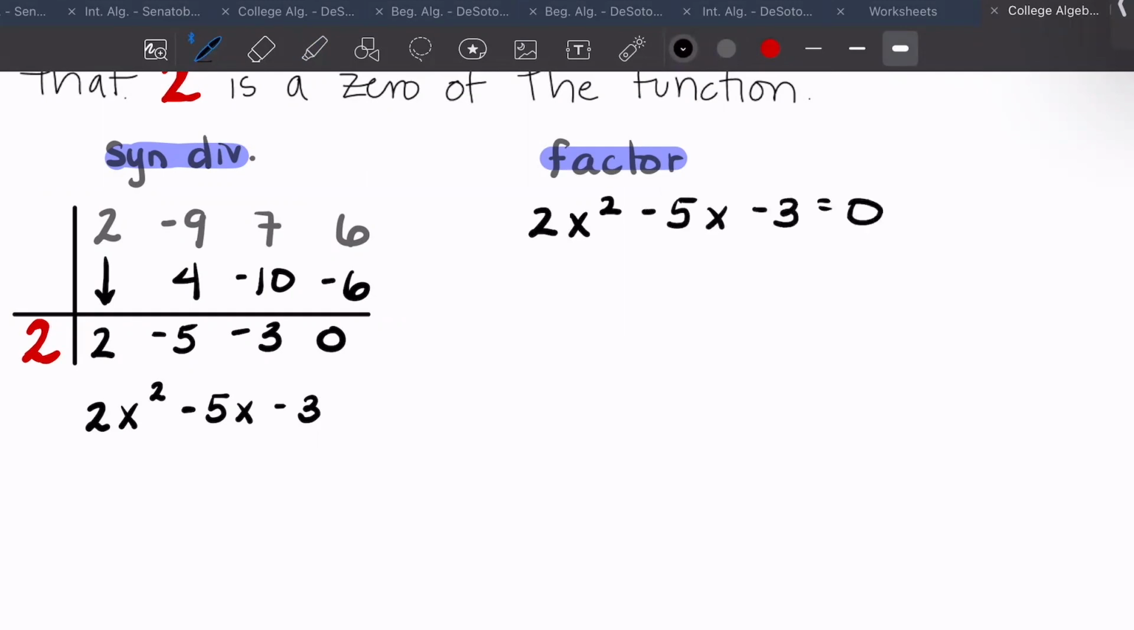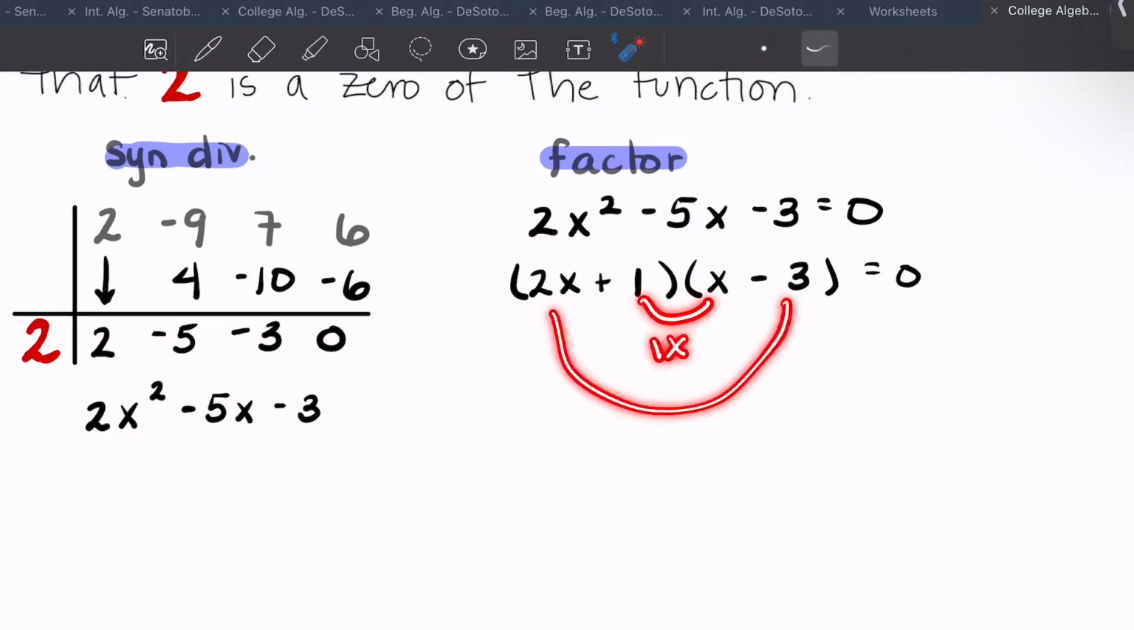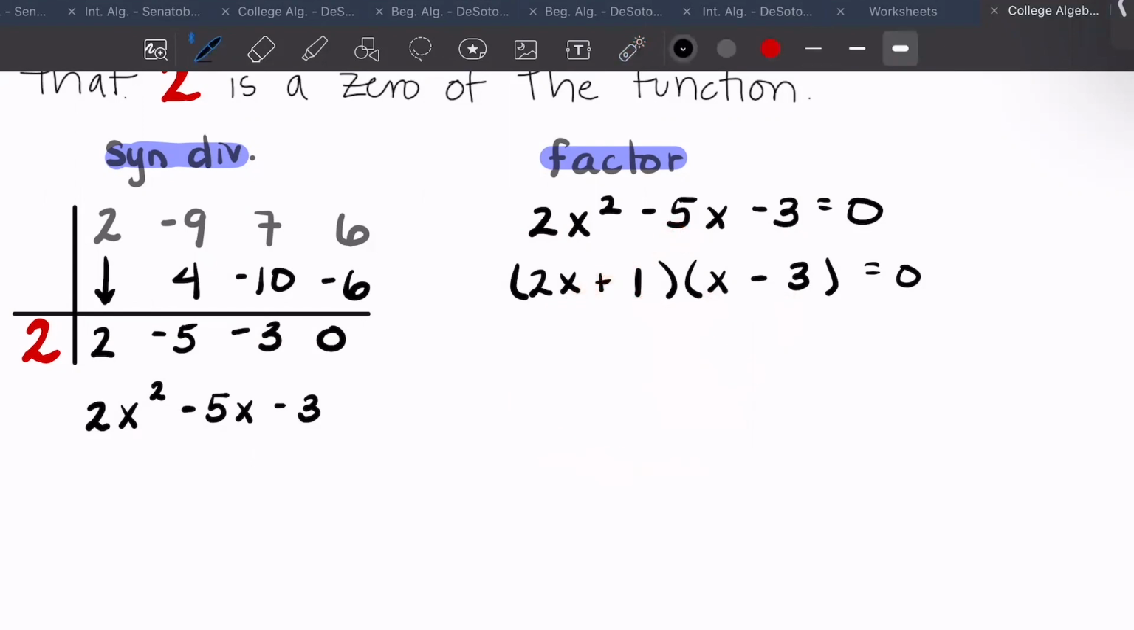Okay, so we're going to set it equal to 0. This is a hard trinomial. So if you need to go over to the side and do bottoms up, that's fine, but trial and error is not too bad for this one because there's only 1 factor of 2 and 1 factor of 3. So we're going to put 3 here and a 1 here, and we'll give this one a negative, this one a positive. You can always check yourself. Gives us -5x. That's what we want.